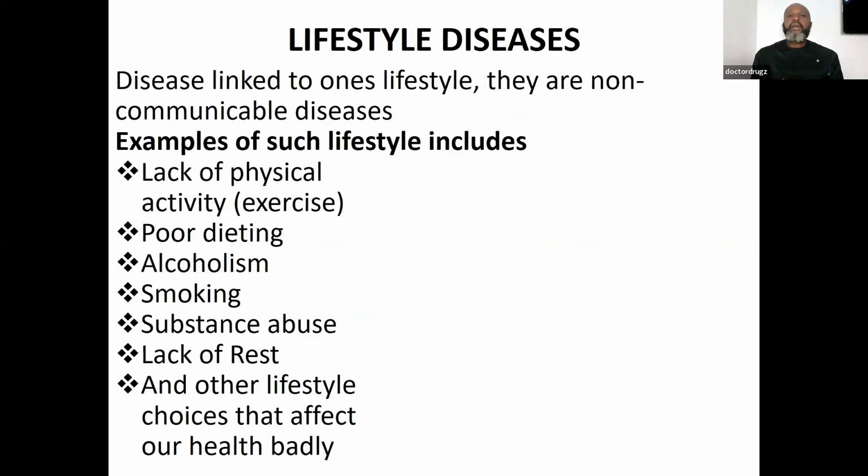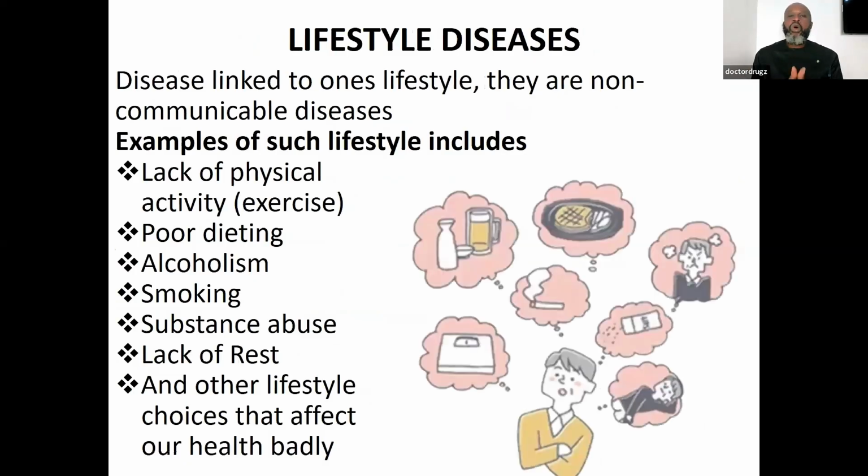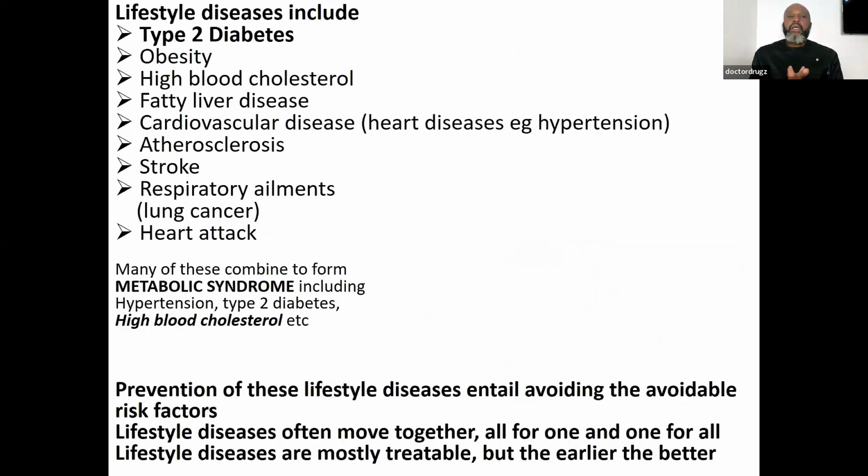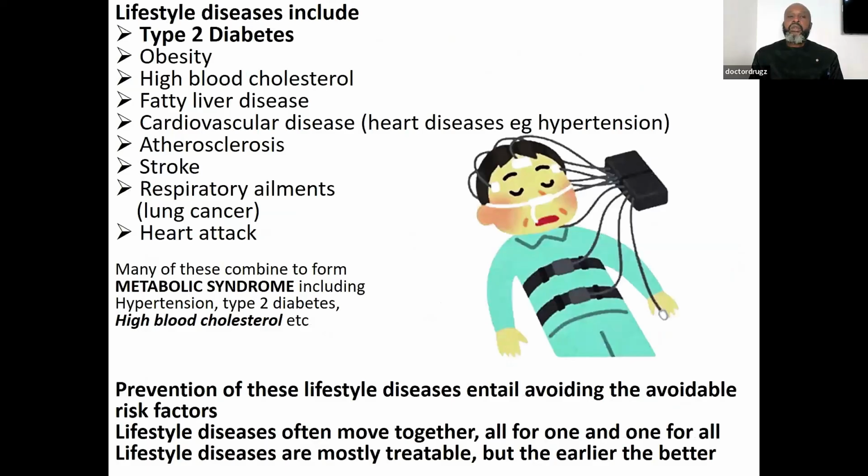Lifestyle diseases are linked to one's lifestyle. They are non-communicable diseases, and examples of lifestyle habits that can lead to them include lack of physical activity, poor dieting, alcoholism, smoking, and so on and so forth. These lifestyle diseases include type 2 diabetes, obesity, high blood cholesterol, fatty liver disease, and so on. But many of these can combine to form what is called metabolic syndrome.